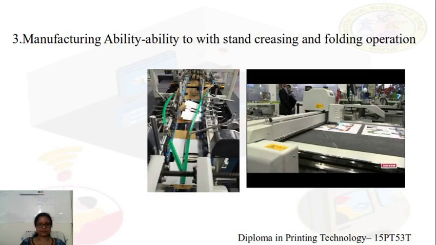is printed, the next operation that the folding carton or the board goes through is the cutting and folding, or the creasing and folding operation, and at the same time the cutting operation as well. These boards should have enough strength to withstand the crease and the folding operations and the endurance during the process of folding and gluing operation in the inline process.